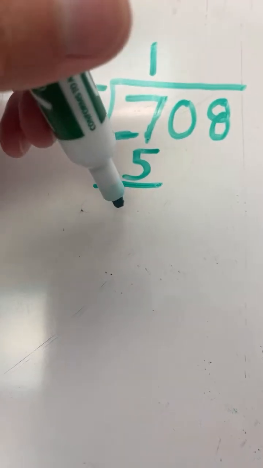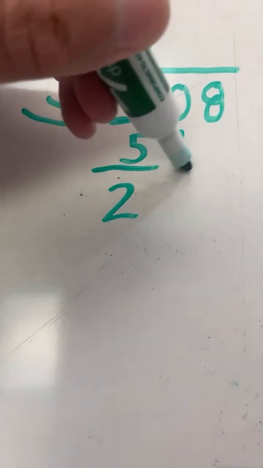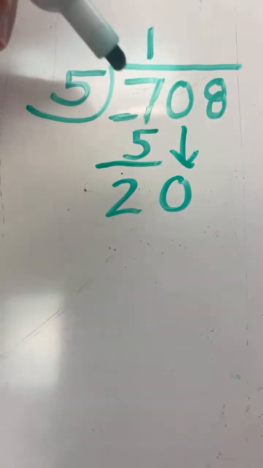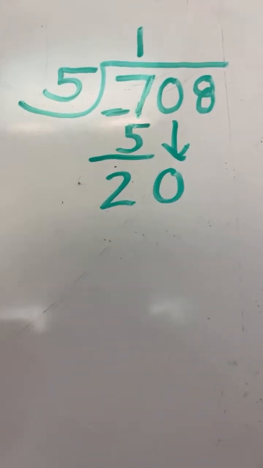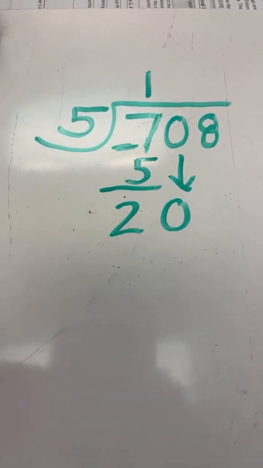So 7 minus 5 equals 2. We have a remainder of 2. Next, we're bringing down the 0, and that 2 is going to become a 20. So now we've got to figure out how many groups of 5 go into 20.